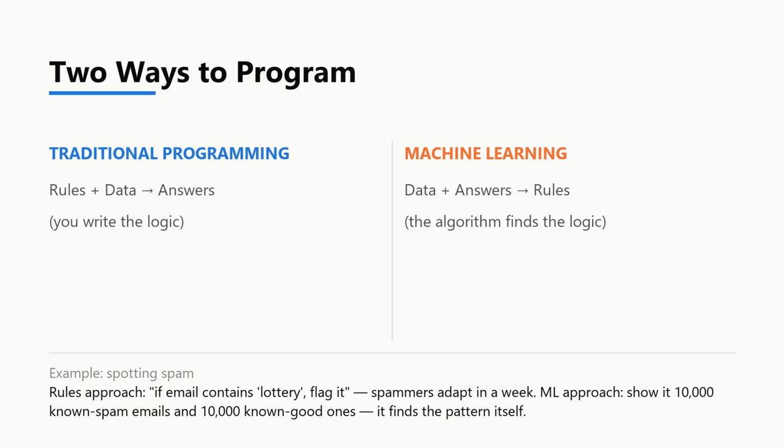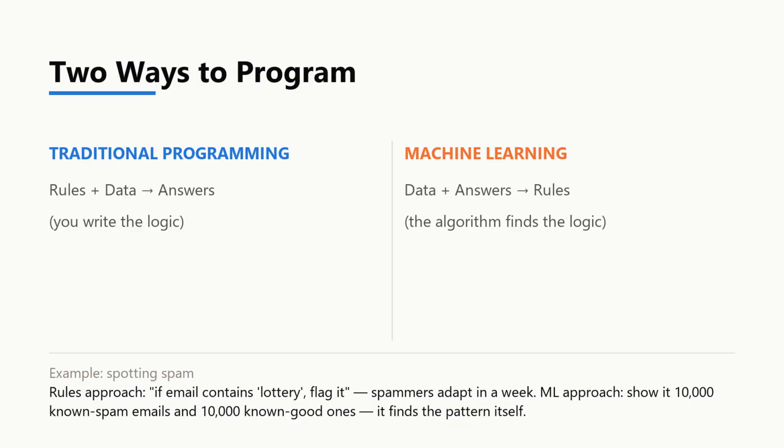Here's the traditional way we've always told computers what to do: we write explicit rules. If you wanted a program to detect spam the old way, you'd write something like, if the email contains the word lottery, flag it. If it has more than 5 exclamation points, flag it. If it's from an unknown sender with a link, flag it. Problem: spammers adapt in a week. You're now in an arms race, handwriting rules forever, and you will always be one step behind.